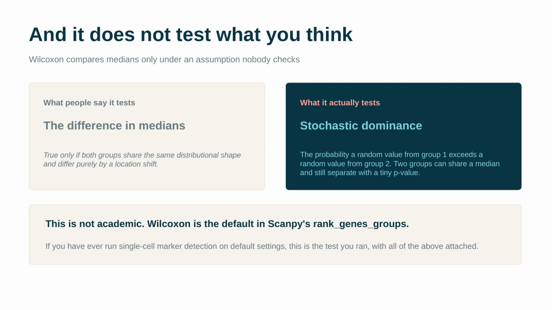Only if you assume both groups share the same shape and differ purely by a shift does the Wilcoxon become a test of the median. So, when you report a Wilcoxon result, be careful what you claim you found. And this matters more than it sounds, because Wilcoxon is the default test in Scanpy's rank_genes_groups. If you have ever run single-cell marker detection with default settings, this is the test you ran.